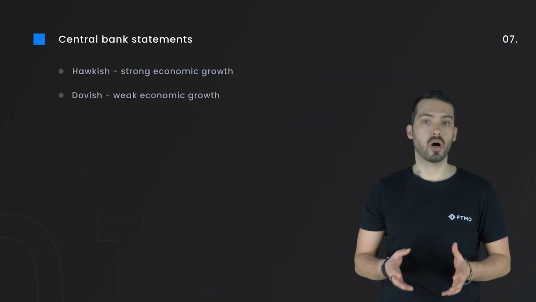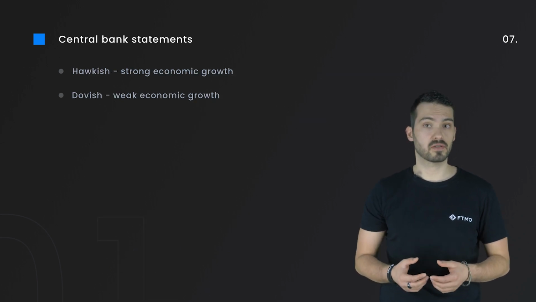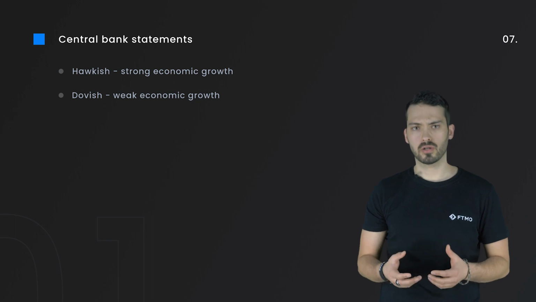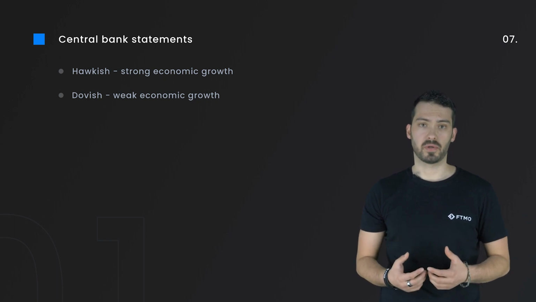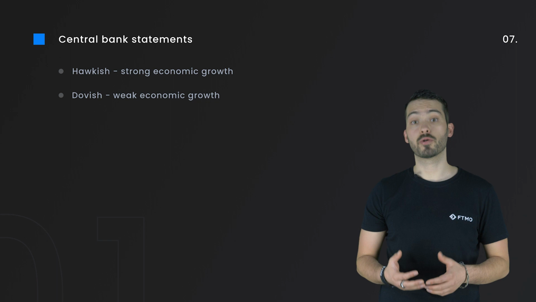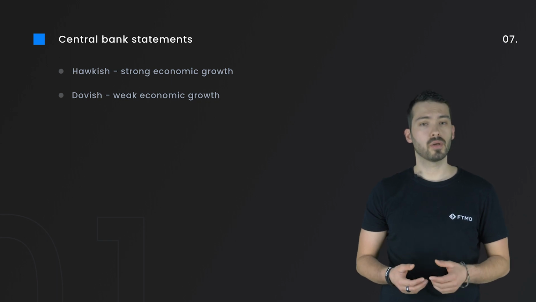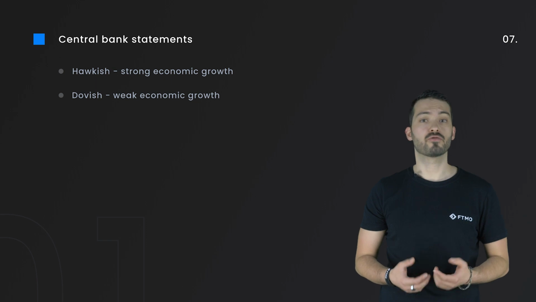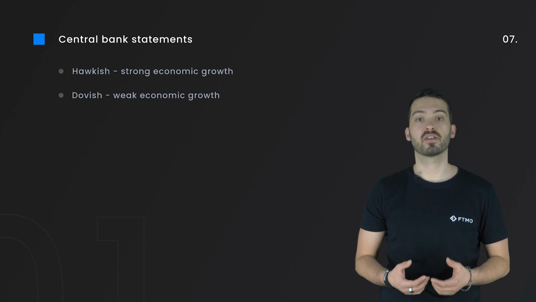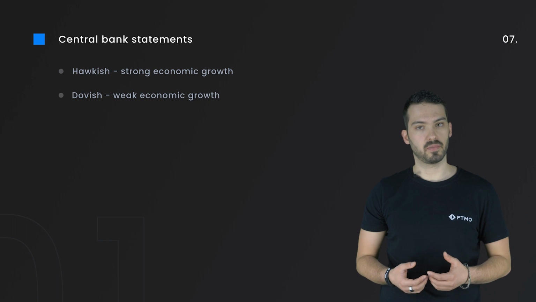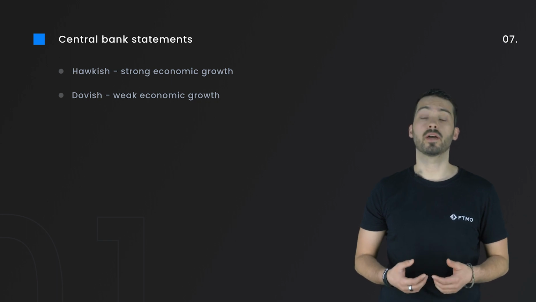We use the terms hawkish and dovish in central bank decisions. Central banks are hawkish when they want to tighten monetary policy by increasing interest rates or reducing balance sheets. Being hawkish means strong economic growth. Dovish is the opposite, when banks are reducing interest rates or increasing quantitative easing to stimulate the economy. Being dovish means weak economic growth.